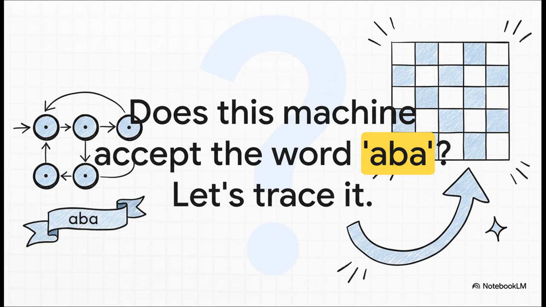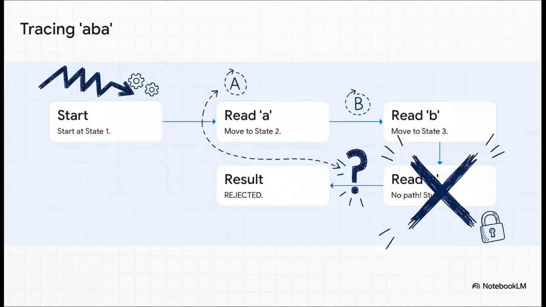Okay, time to put our little machine to the test. Let's try to feed it the word ABBA. Is it going to land on a winning square when it's done? Let's walk through it together and find out. Okay, so we always begin at the start state, which is state 1. The first letter is A, so the rules tell us move to state 2. Easy enough. The next letter is B, which takes us from state 2 to state 3. Awesome, we're in a final state.